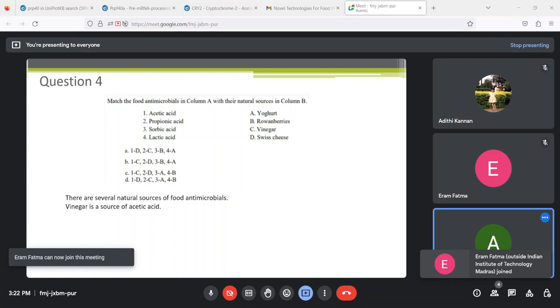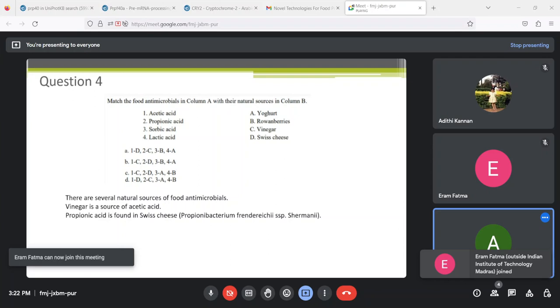Yeah, so the answer is B. So propionic acid is found in Swiss cheese, and this propionic acid is due to the presence of Propionibacterium freudenreichii. This is one of the bacterial species that are present in the Swiss cheese that helps in the production of propionic acid in the Swiss cheese.